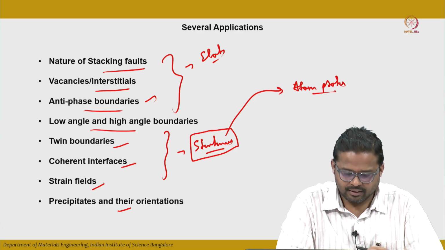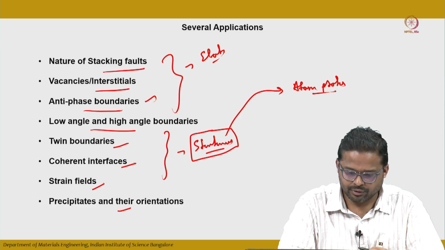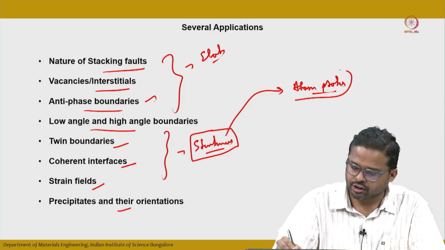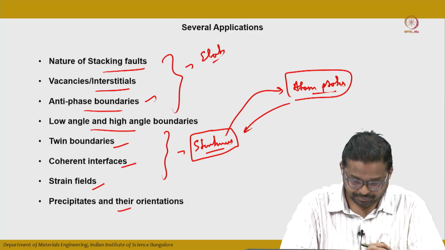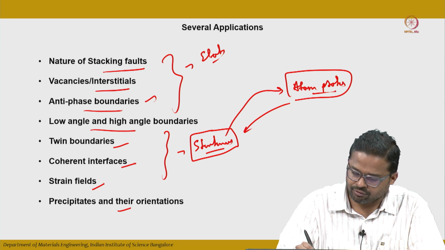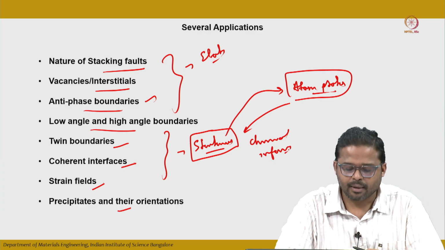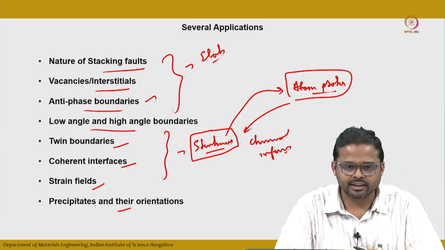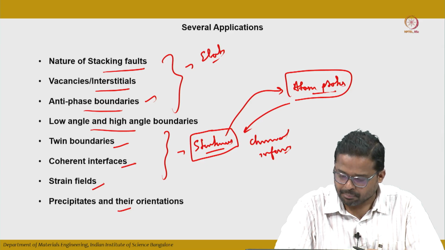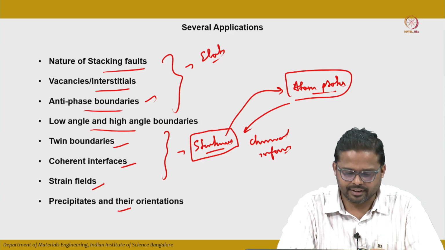So, I will end this class now, and in the next class I will briefly talk about the advantages of atom probe over electron microscopes for chemical information. We can get chemical information in the TEM by using energy dispersive spectroscopy, but what are the advantages of atom probe? That I will cover in the next classes.